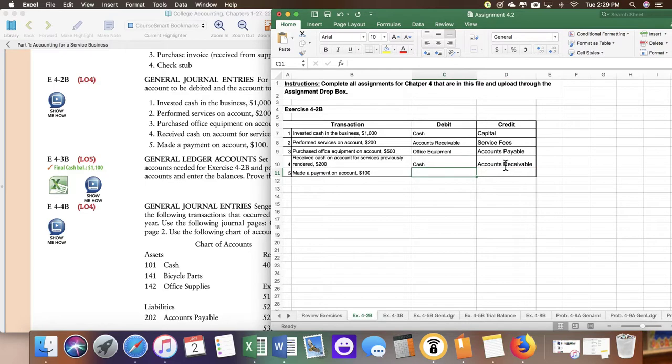The last transaction is we're making a payment on our account. So we're going to decrease our accounts payable and decrease our cash account because we're paying out cash.